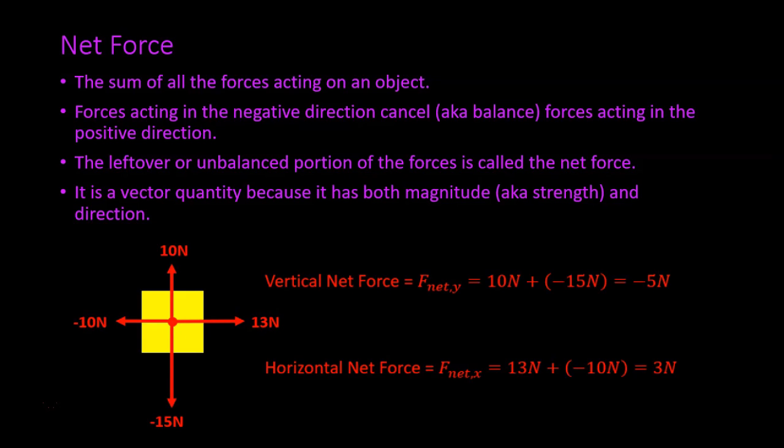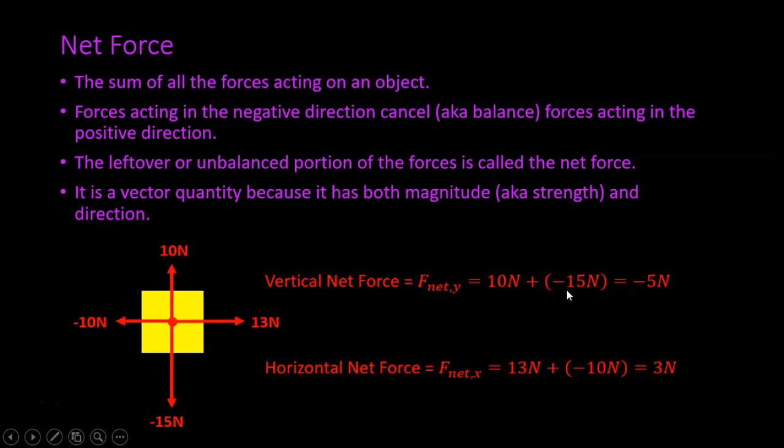Let's take a look at an example here. We have a box and we have some vertical forces and horizontal forces. When we go to calculate net force, we have to do it for each dimension separately. So we need to do it for the vertical forces and we need to do it separately for the horizontal forces. So if we look at our vertical forces, we have 10 newtons in the up direction, we have 15 newtons in the negative direction.